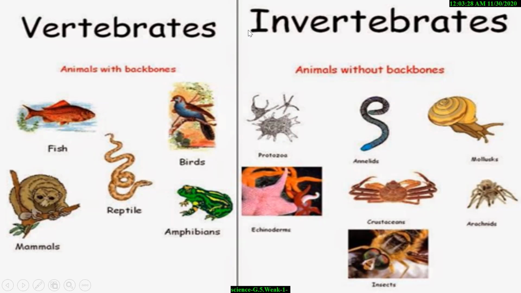What are the differences between vertebrates and invertebrates? Vertebrates are animals with backbones, but invertebrates are animals without backbones. But vertebrates are classified into five groups: mammals, birds, reptiles, amphibians, fish. But invertebrates are classified into six groups: arthropods, mollusks, worms, sponges, jellyfish, and echinoderms.